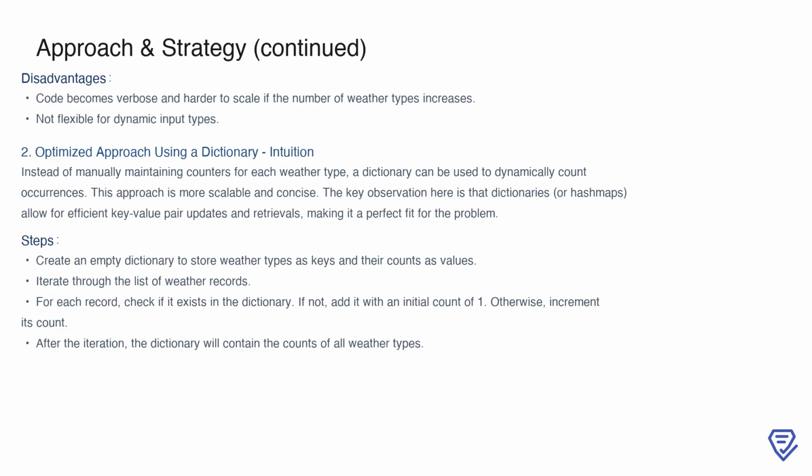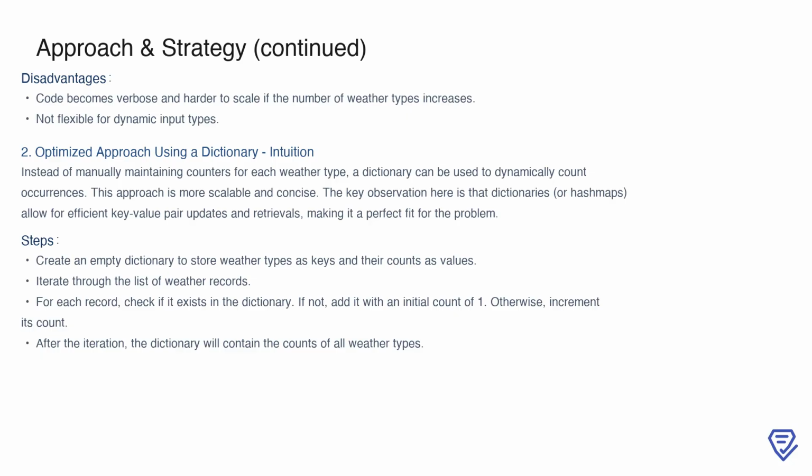To address these challenges, we can use an optimized approach based on dictionaries. Instead of manually maintaining separate counters, we leverage the dynamic nature of dictionaries to count occurrences of each weather type. The key here is that dictionaries allow for efficient storage and updating of key-value pairs, making them an excellent fit for this problem. In this approach, we start by creating an empty dictionary.